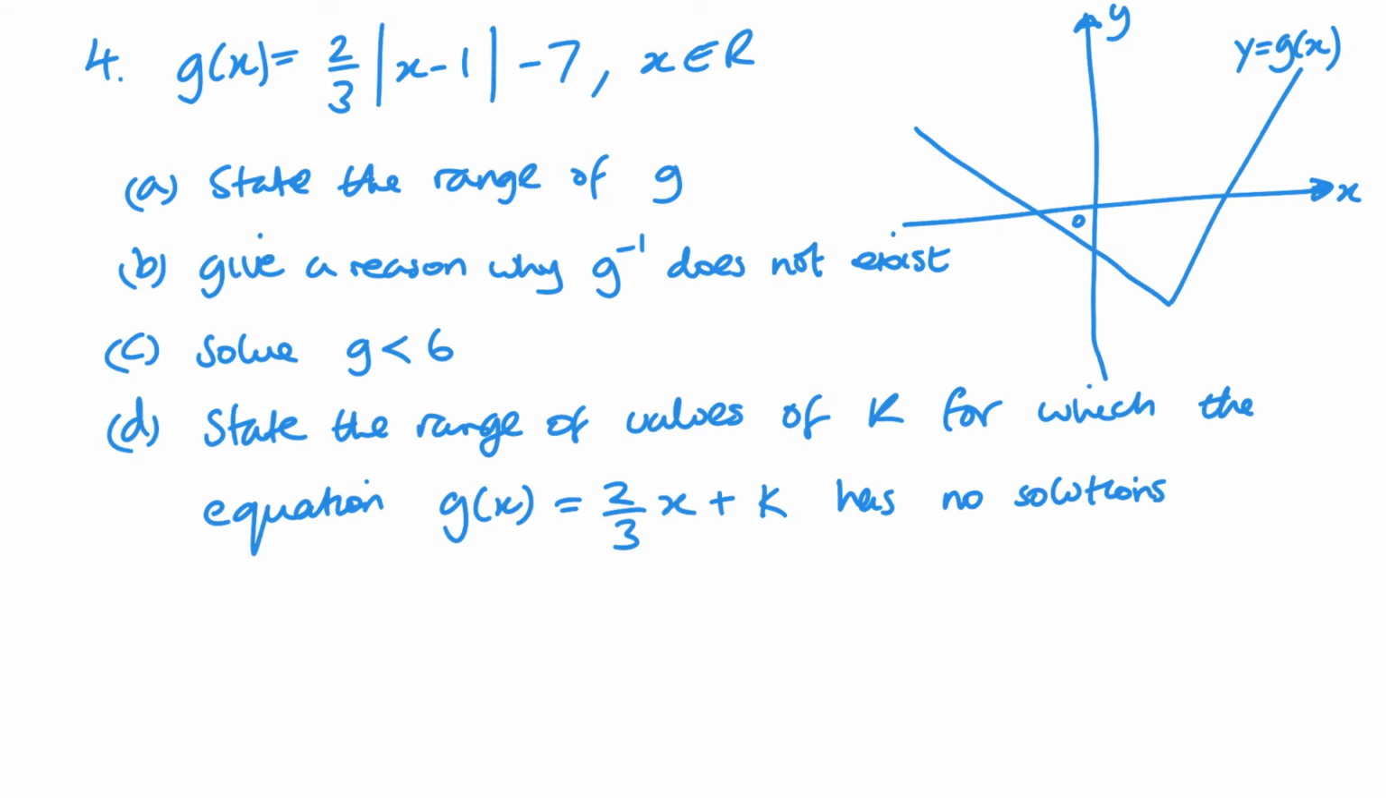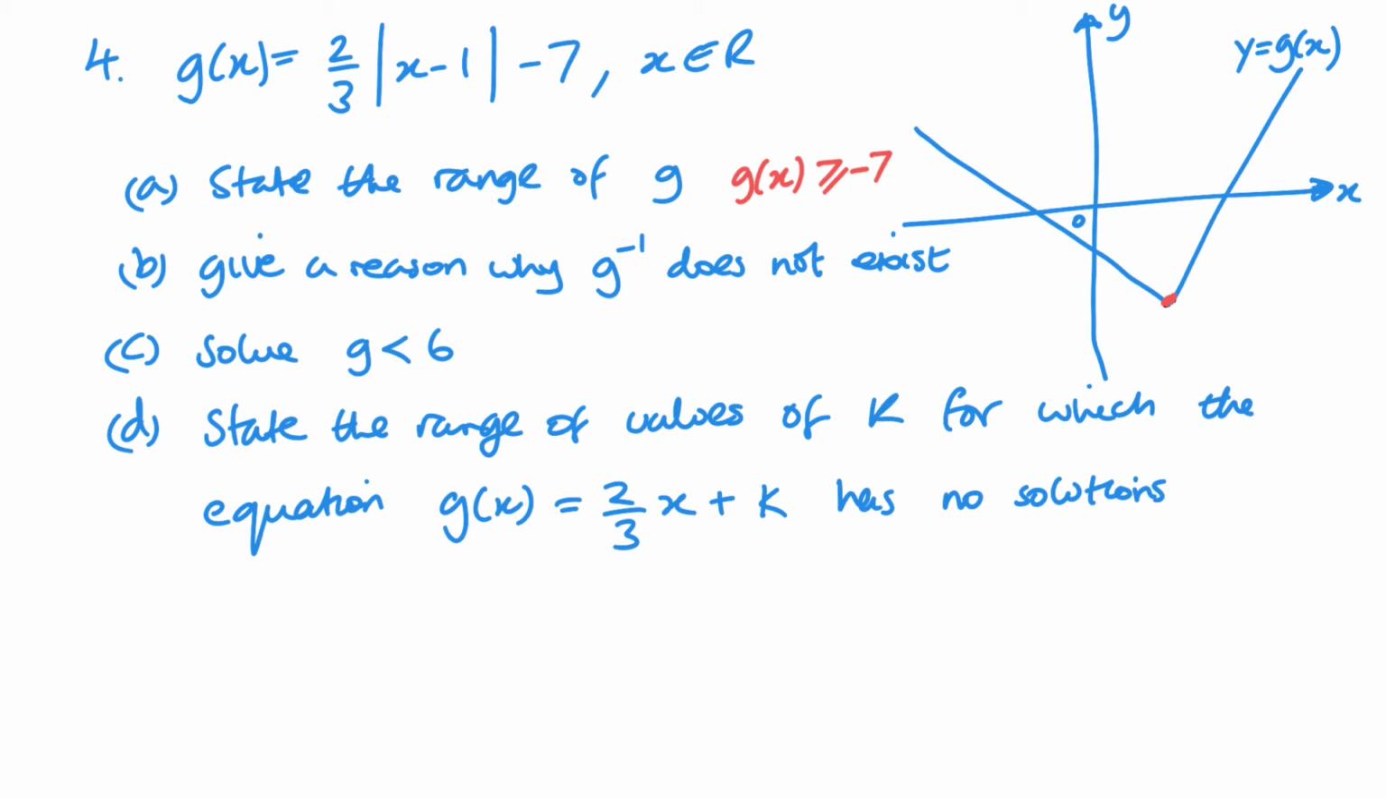Okay, nice easy exam question here. State the range of g. Well, I'm looking at this point here, the turning point, this minimum point. We know that the y coordinate is -7 because it's up here in the graph. So very, very simple. The range of g of x is greater than or equal to -7.